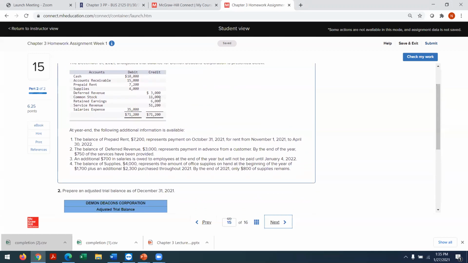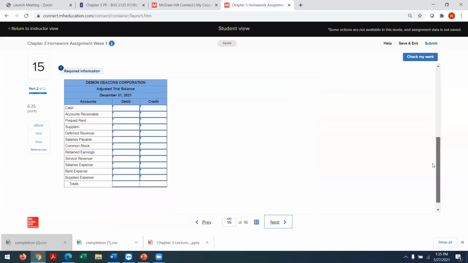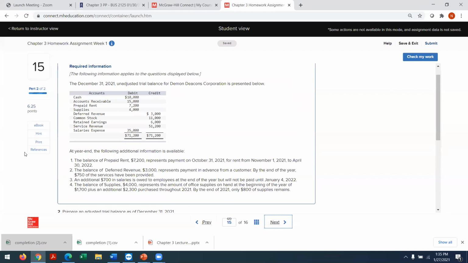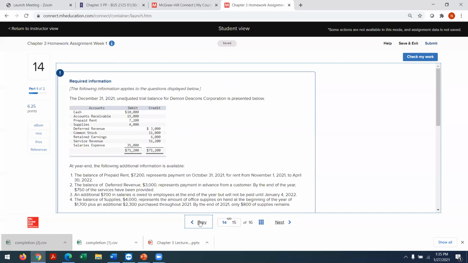Okay. Here you see an unadjusted trial balance. It says, at the end of the year, the following information is available. The balance of prepaid rent, $7,200, represents payments on October 31st for rent on November 1st to April 30th. What it wants us to do is show the new adjusted trial balance. So these figures, these journal entries came from the previous problem. So what we should be able to do is show that we are adjusting back on this problem here.